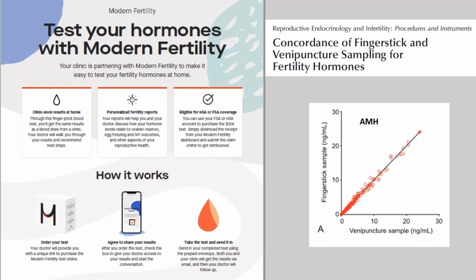So the Modern Fertility test is basically a finger stick. A kit can be mailed to the patient. They can ship it back. It can test for AMH, estradiol, FSH, LH if timed appropriately in the menstrual cycle, and prolactin, and this was published in the Green Journal showing very high concordance with venipuncture.